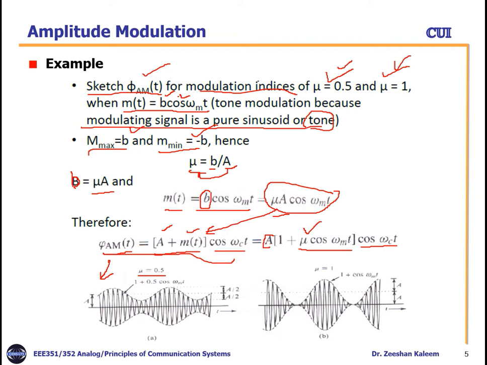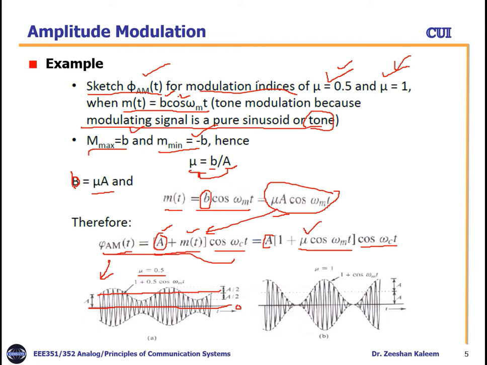Okay, let's test. You have this center line, which is the zero line, right? This is your zero line. And A is the DC value, as I mentioned in the last lectures. It means that this axis is shifted upward for the message signal. So your message signal will start from here. This is your A. This is the value of A. So when mu equals 0.5, put it here.